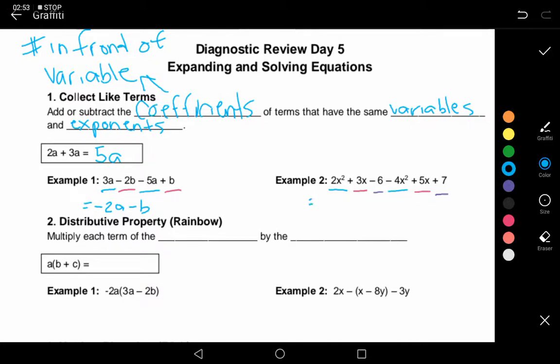So for my x squareds, I have 2 minus 4, so that's going to give me negative 2x squared. Notice the variable and the exponent are not changing. I'm just dealing with the coefficients here. For my x's, I have 3 plus 5, so that's plus 8x. And I have negative 6 plus 7, which is just positive 1. Okay, and that's fully simplified because x squared and x are not like terms. They don't have the same variable and the same exponent.